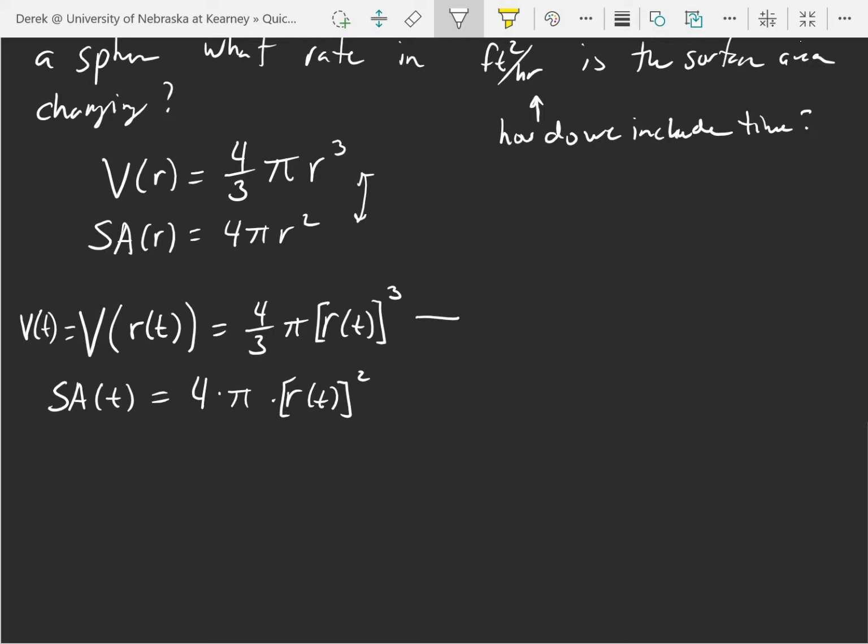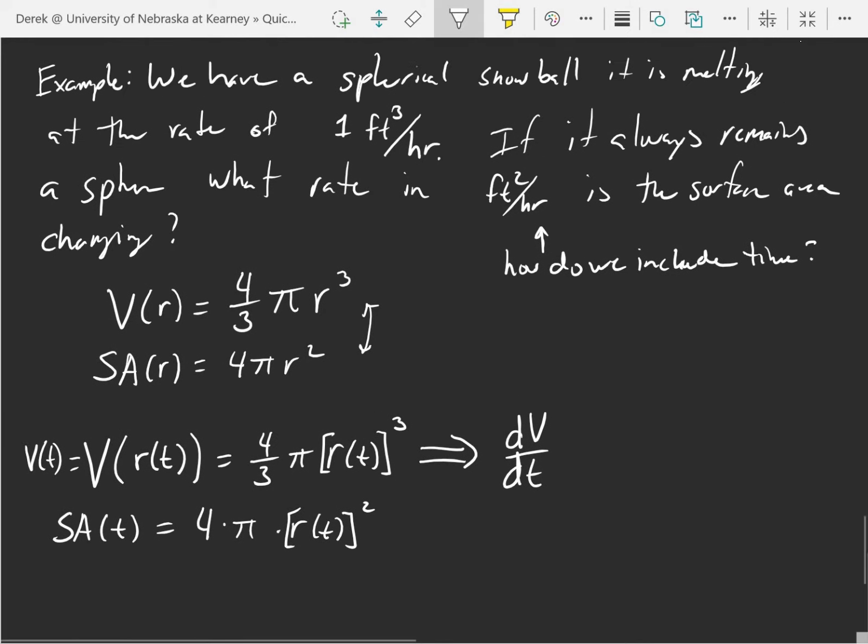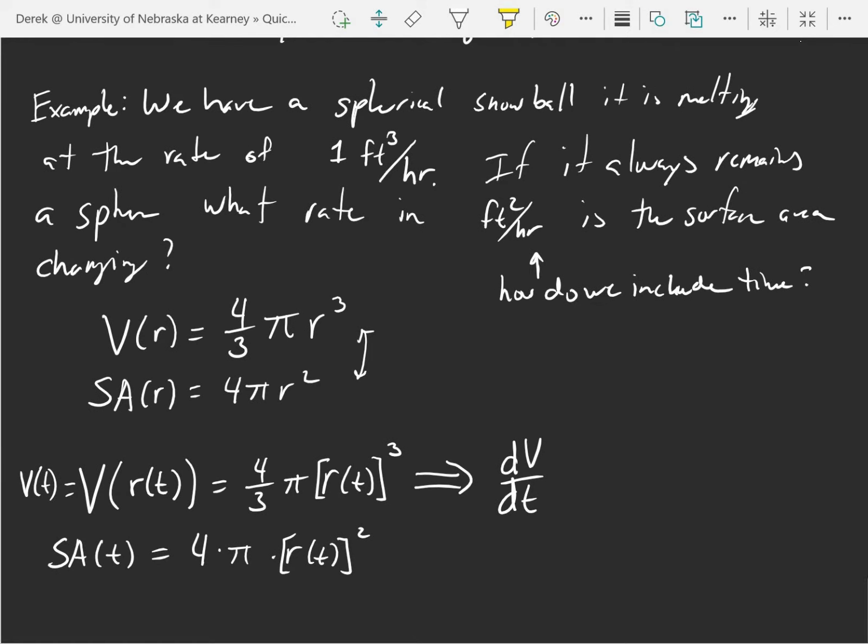So let's differentiate these things. I'll get dV/dt, which is the initial rate of volume per hour. This is dV/dt. I'll put that in red.